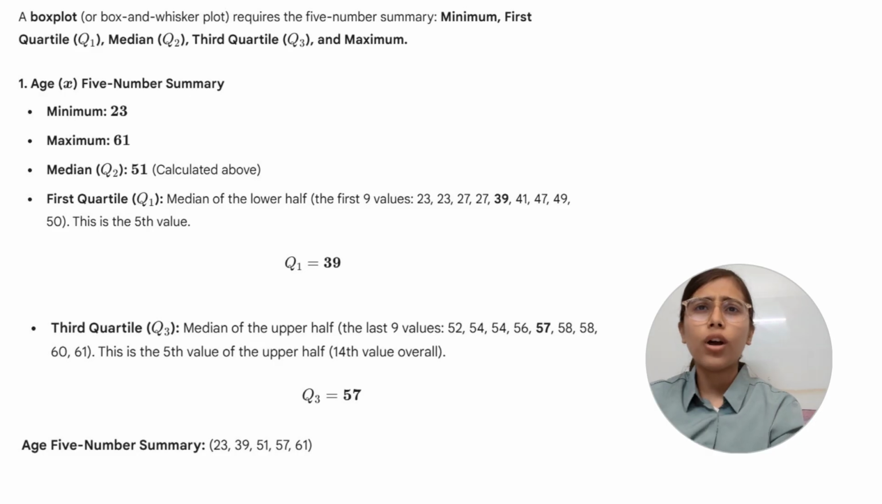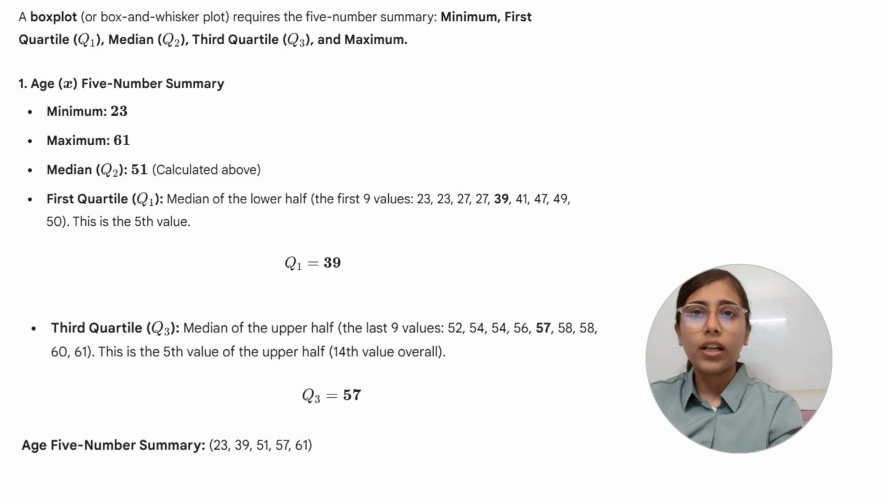Now a box plot, or a box and whisker plot, requires the 5-number summary: minimum, first quartile, median, which is the second quartile, third quartile, and the last one is the maximum number. Now for the age column, the 5-number summary: we know that the minimum age is 23, the maximum age is 61. We have already calculated the median, which is 51.